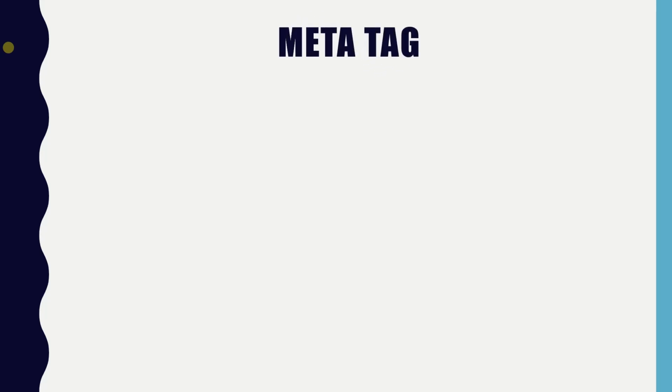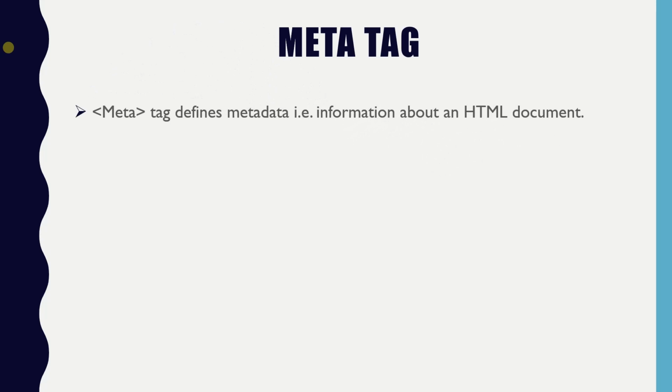Now, what is this meta tag? Meta tag defines metadata, that is information about an HTML document. So what does this actually say? This means that meta tag defines metadata. So what is this metadata? This metadata is nothing but information or data about your HTML document. So whatever web page or HTML document you are creating, that web page's important information is called metadata.